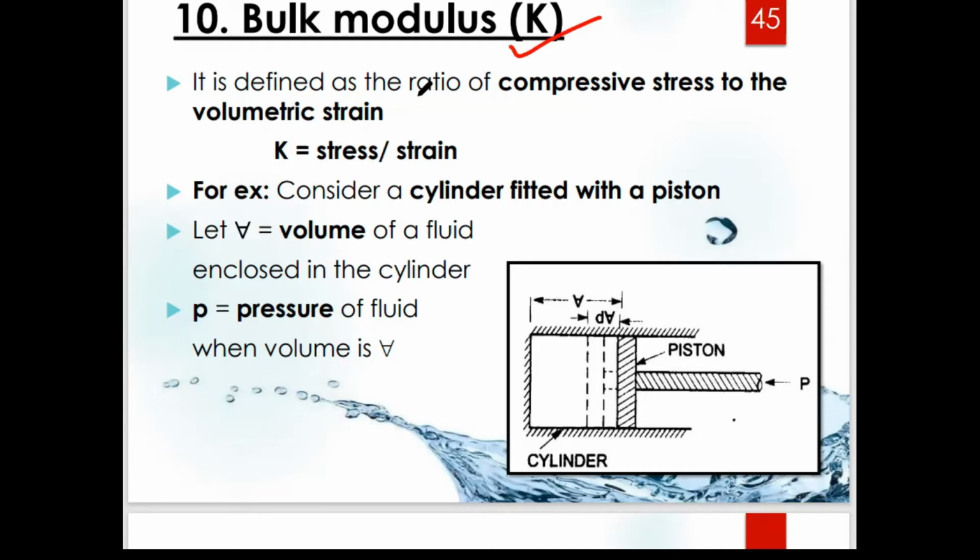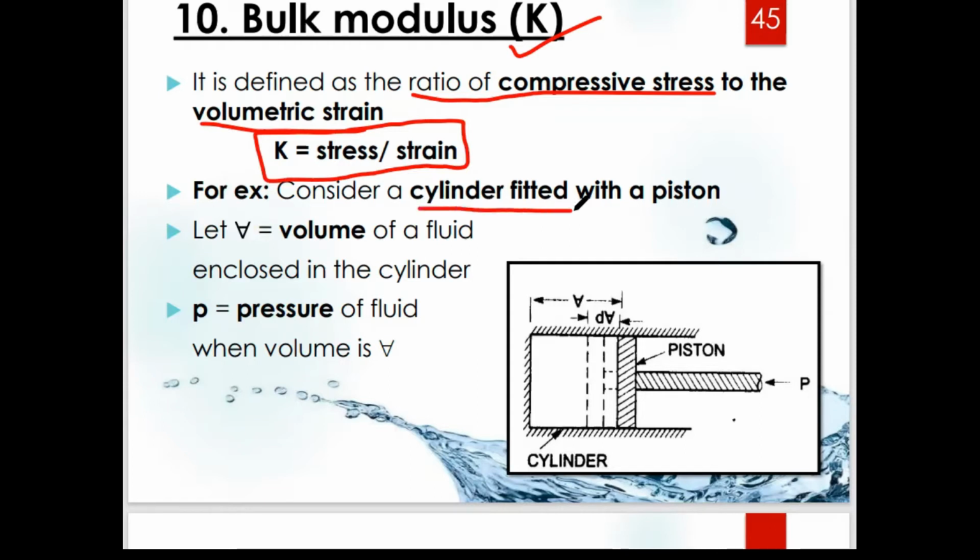Bulk modulus is defined as the ratio of compressive stress to the volumetric strain. So simply we can say bulk modulus K is equal to stress divided by strain. Here we'll see what bulk modulus is by considering an example.